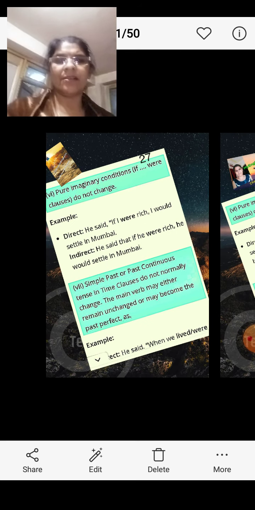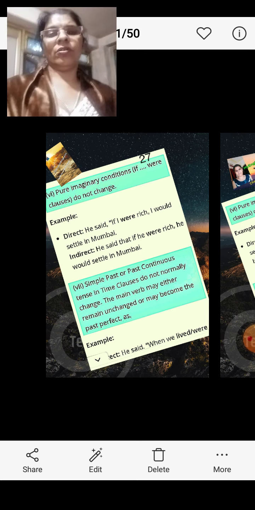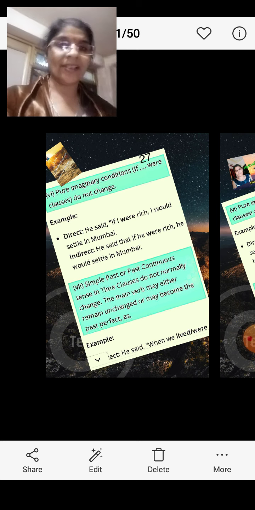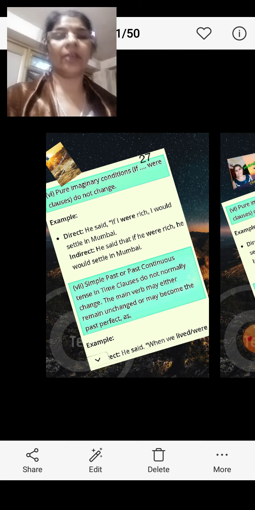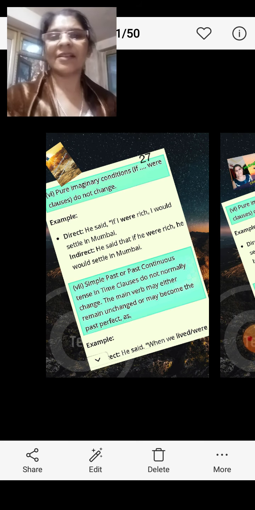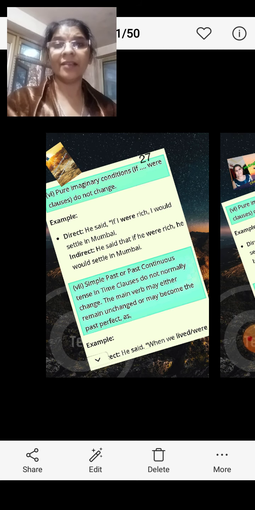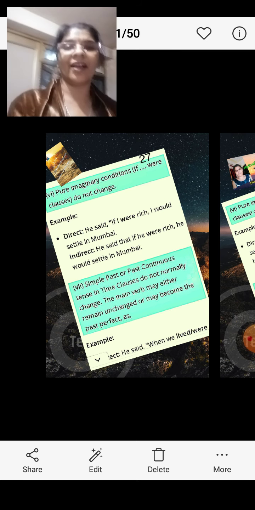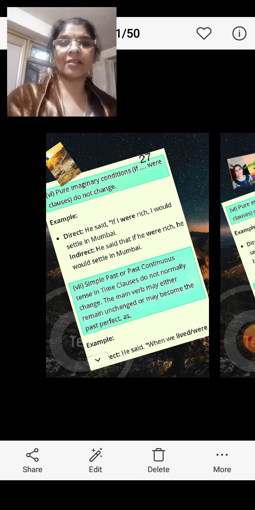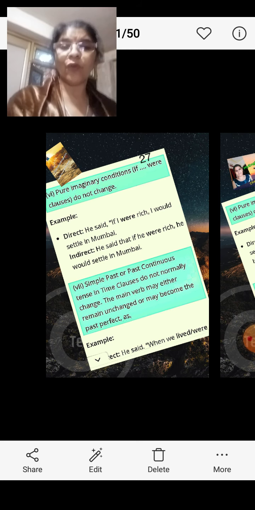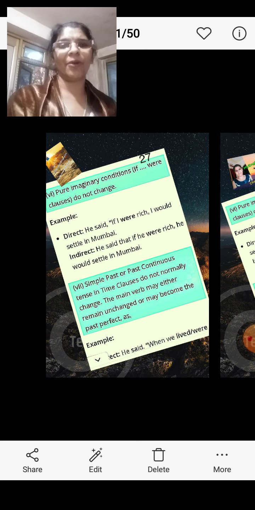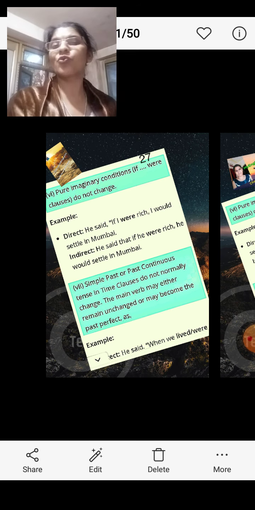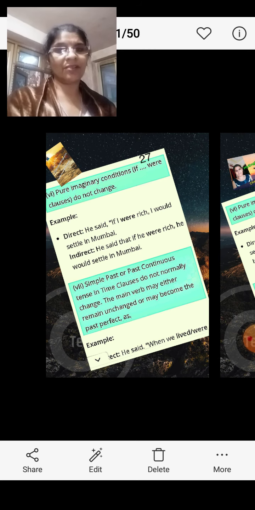Okay guys, this is direct and indirect speech. Now I will explain more about direct and indirect speech and other grammar portions in My English Magazine. This is the name of my magazine, which is based on English grammar, very helpful for all students who want to gain knowledge about English grammar and who want to speak and write English. So this is very helpful.